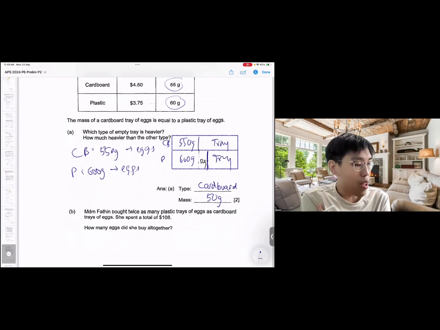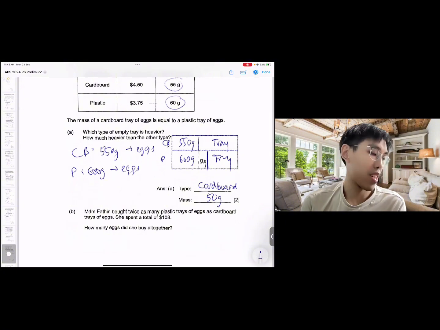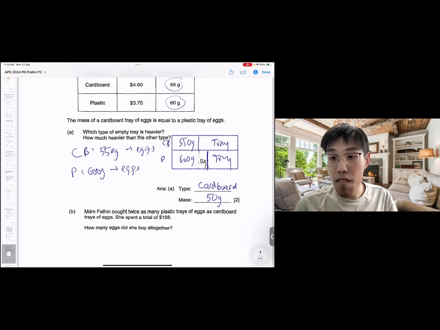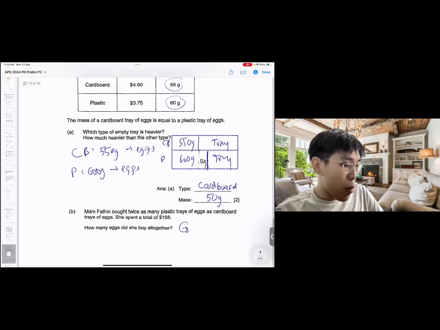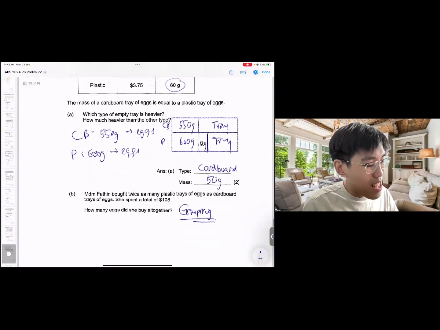B. Madam Fatin bought twice as many plastic trays of eggs as cardboard trays of eggs. She spent a total of $108. How many eggs did she buy altogether? This one, obviously, is definitely grouping. Okay? Grouping. This one is a must know already by now.